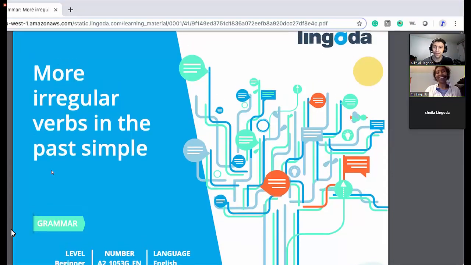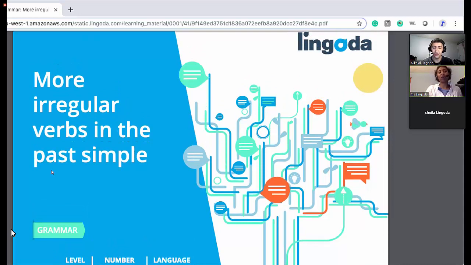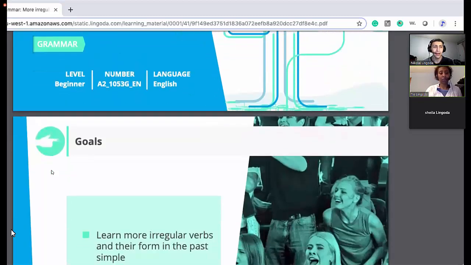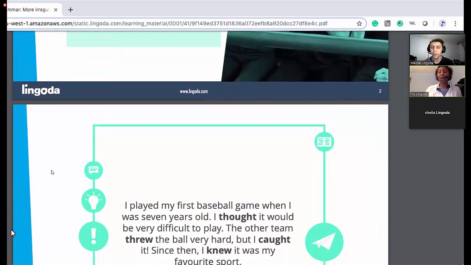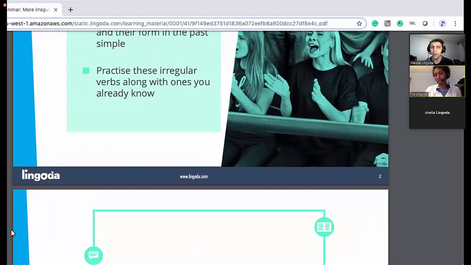Okay. So we're going to review irregular verbs in the past simple. My name is Tia, and I'm from the United States. We are going to learn more irregular verbs and their form in the past simple. And we are going to practice these irregular verbs along with ones you already know. This is not a long lesson, okay? So you will have an opportunity to practice, probably at the end.